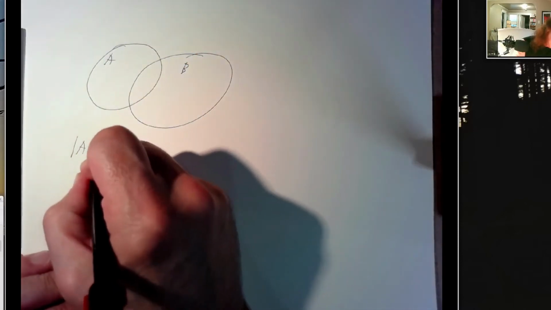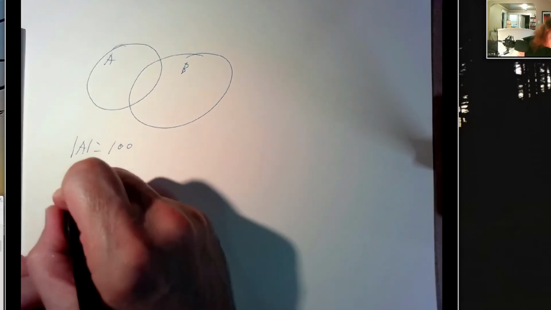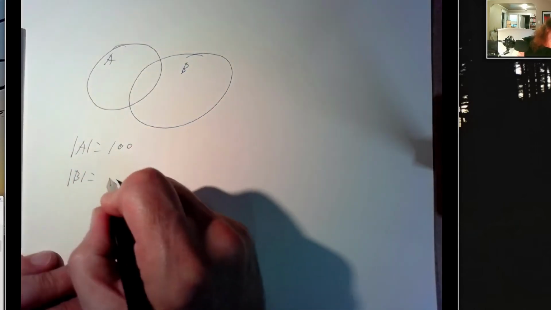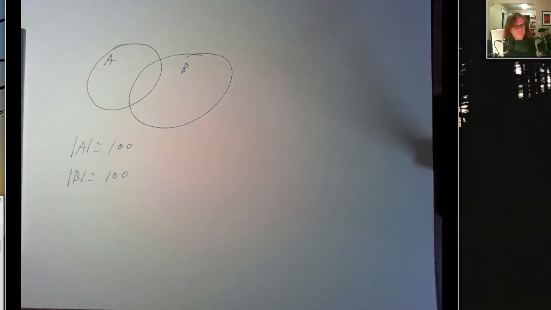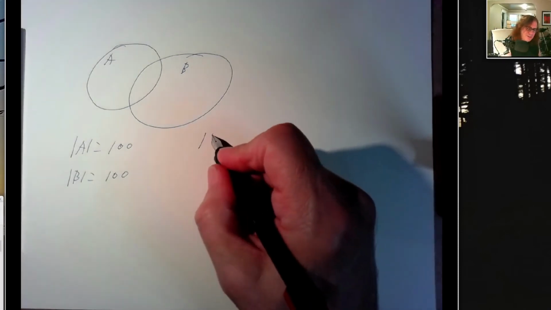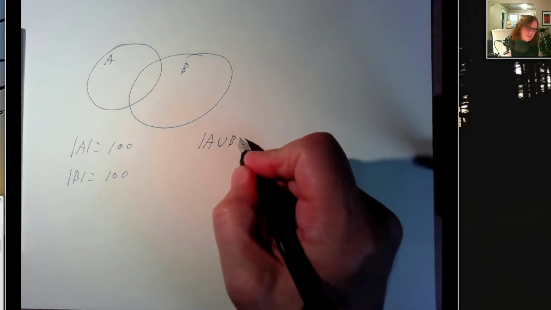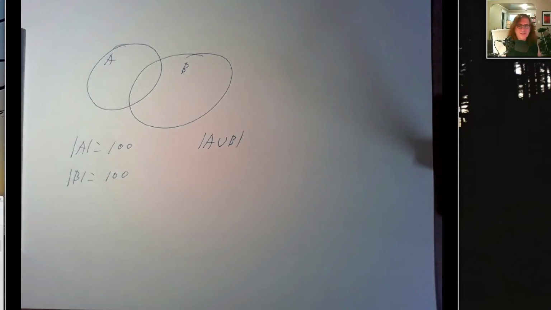And suppose A has 100 things in it, and B also has 100 things in it. And we can ask, what do we get if we take the union of A and B? How many things do we end up with? Well, we might think the answer is 100 plus 100.